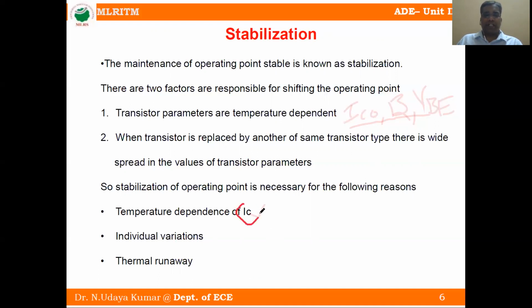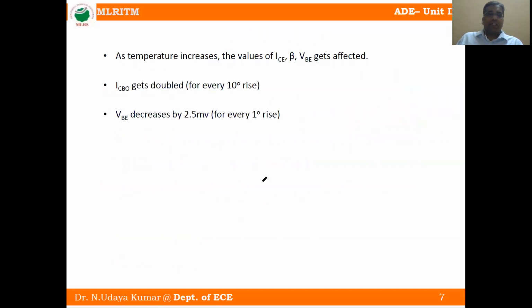So IC means collector current. It depends on temperature. As temperature increases, the values of ICE, beta and VBE get affected. Collector emitter current means the output side collector current, beta means the amplification factor, and VBE means the base emitter voltage. These get affected, meaning they increase or decrease based on temperature.